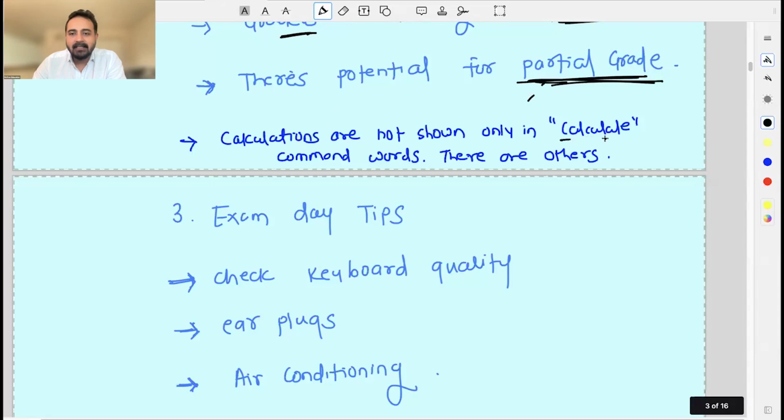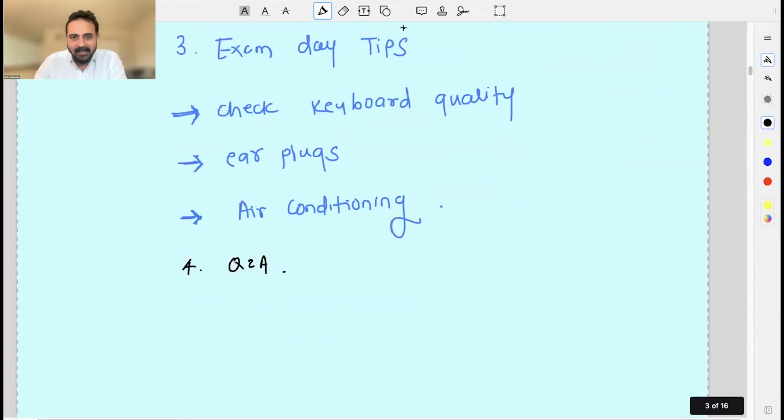Okay, you open up the possibility of getting some partial grades. Then you might think that calculation is required only in the calculate command word, but actually there are some other command words that require calculations, and I will be showing you those very soon. So calculation is required not only in the calculate command word, but in some other command words, which we will see very soon. Then some exam day tips.